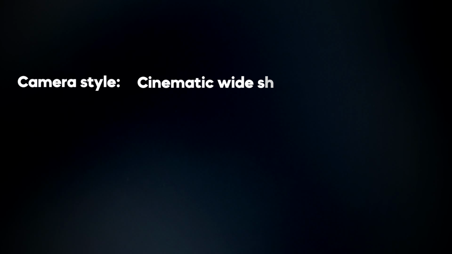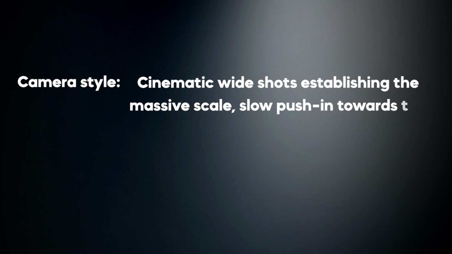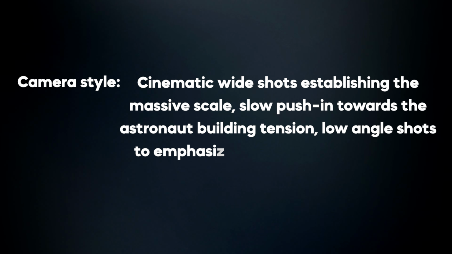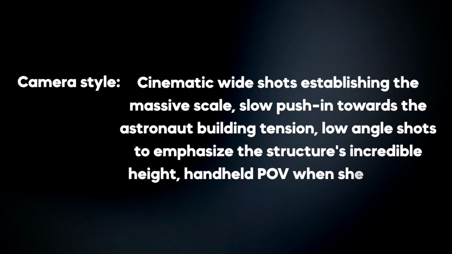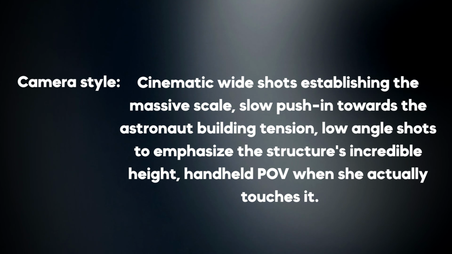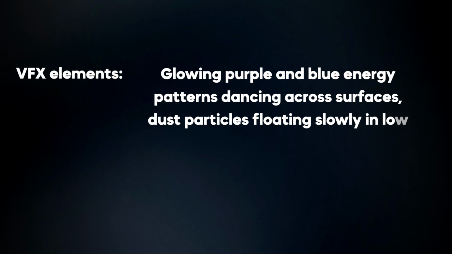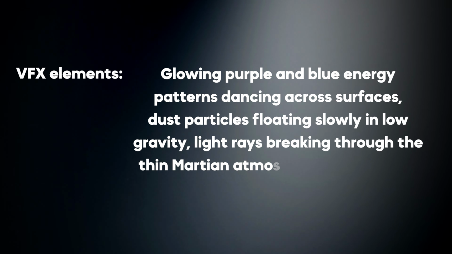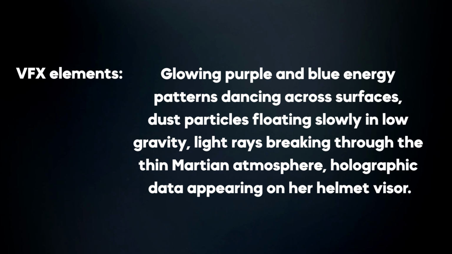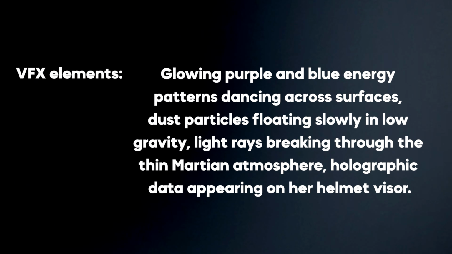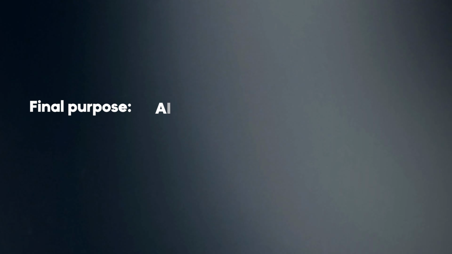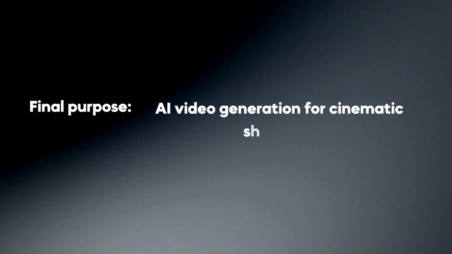Camera style: cinematic wide shots establishing the massive scale, slow push-in towards the astronaut building tension, low-angle shots to emphasize the structure's incredible height, and handheld POV when she actually touches it. Music and mood: epic and mysterious, building tension steadily with ethereal synth undertones. VFX elements: glowing purple and blue energy patterns dancing across surfaces, dust particles floating slowly in low gravity, light rays breaking through the thin Martian atmosphere, holographic data appearing on her helmet visor. Final purpose: AI video generation for cinematic short film.